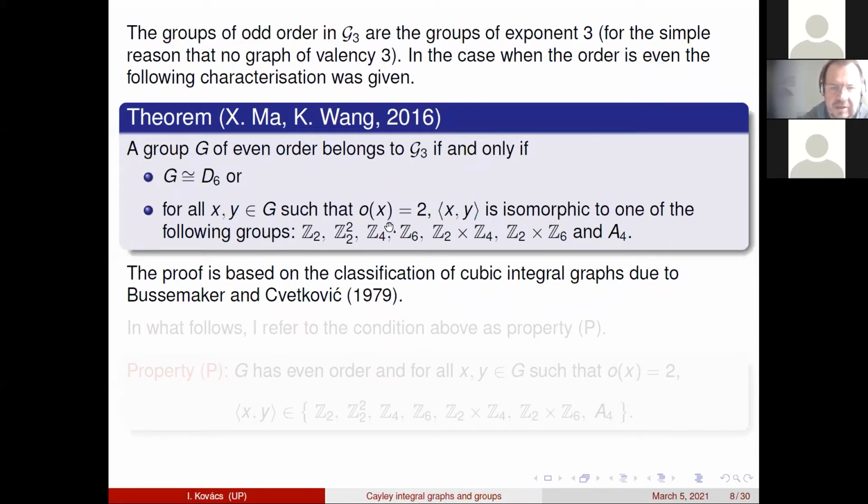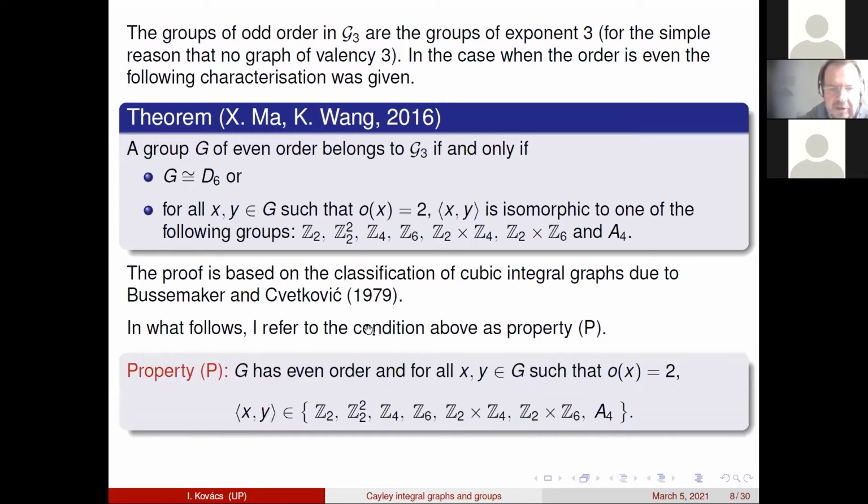And obtaining this result is not so difficult, because we know the classification of all cubic integral graphs, that is, regular integral graphs of degree 3. If you look at this list, there are 13 of them. If you look at the small graphs, you can see which groups actually realize these graphs. So you just have to look at these groups and you get the result. So clearly, to obtain G3, you get a group theoretical problem to handle. And I will refer to this problem as property P from now on. So property P means this property about two-generator subgroups.